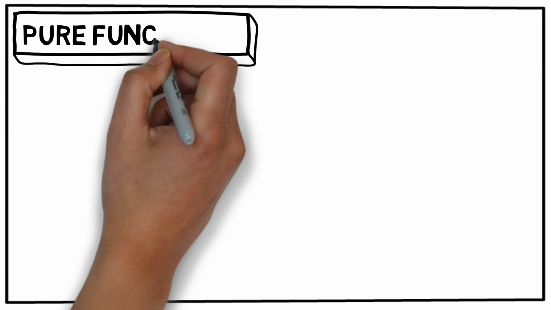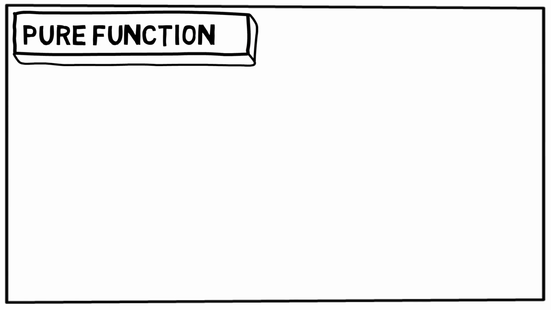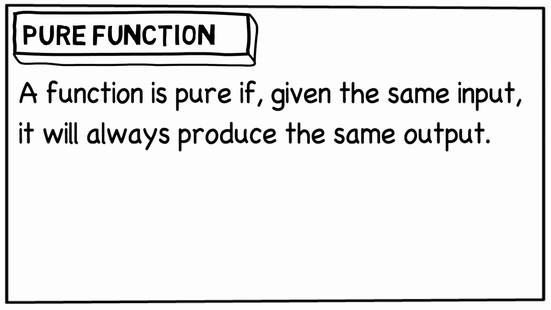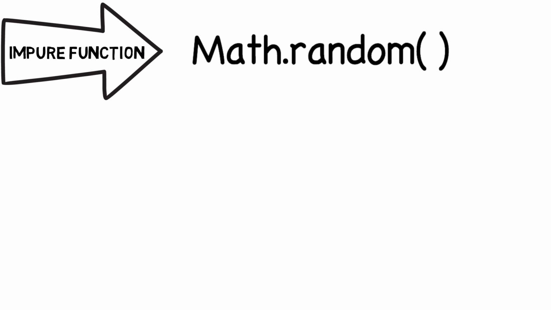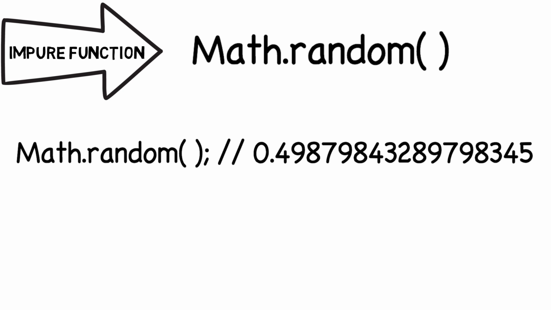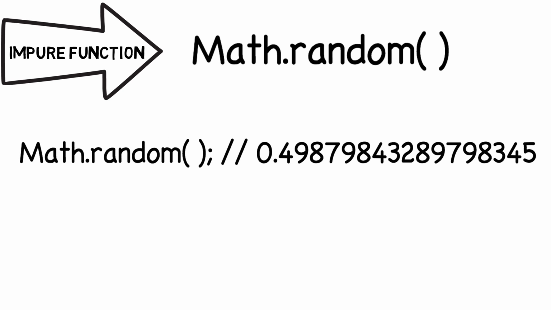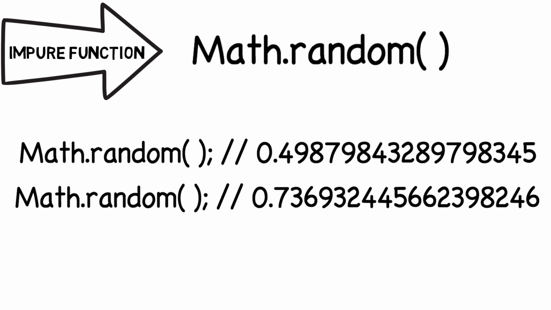Before we get into the practicals, let's shed a little more light on the vocab of pure functions we have used a few times so far. A function is only pure if given the same input, it will always produce the same output. Let's look at an example. Math.random. Every time our JavaScript interpreter runs this method, we will get a different result. Given the same input, we cannot expect the same output.